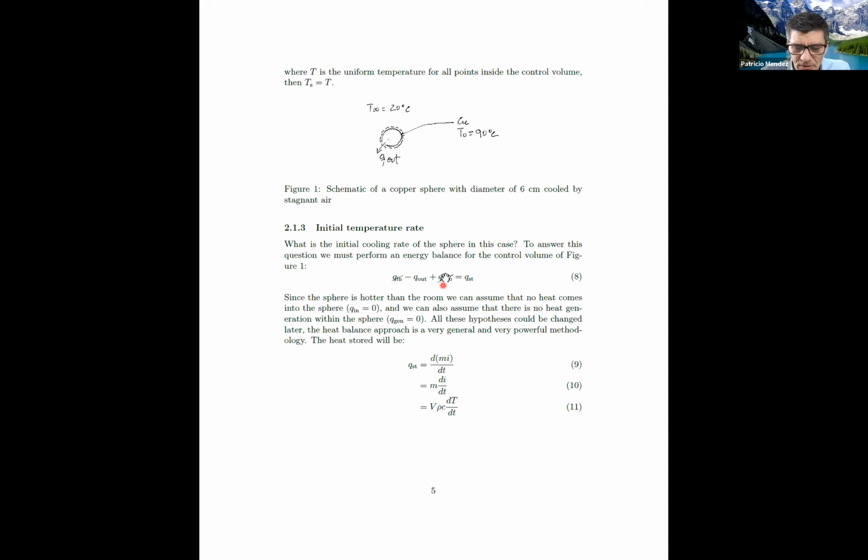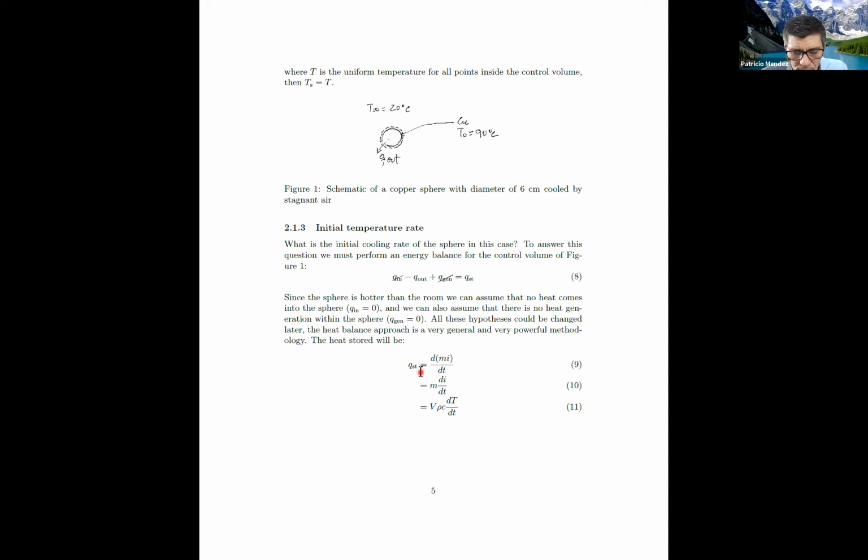The sphere is not generating heat, so I'm going to say no Q gen. So I have the Q out equals the Q stored. Okay, excellent. It doesn't need to be like that. It is like that only because I said no Q in and I said no Q generated. We're going to see on Friday what happens when Q generated is not zero, and it's super interesting. So, okay, I know my Q out, and let's calculate the Q stored.